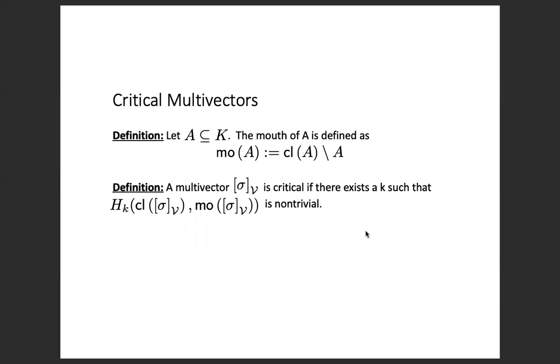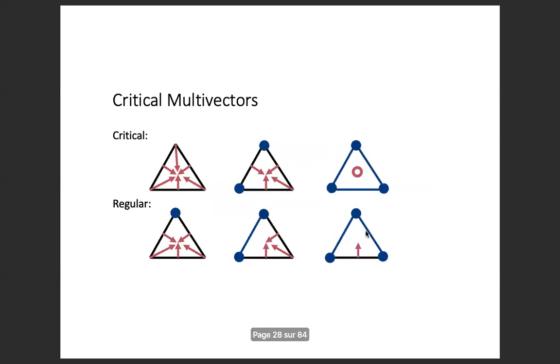So you recall from the tutorial that the mouth of A is defined to be the closure of A minus A, right? And a multivector is critical if there exists a k such that the relative homology of the closure to the mouth is non-trivial. So in some dimension, it's non-trivial. Okay, so as an example, on the top, we have three critical multivectors. And on the bottom, we have three non-critical multivectors, which we call regular.